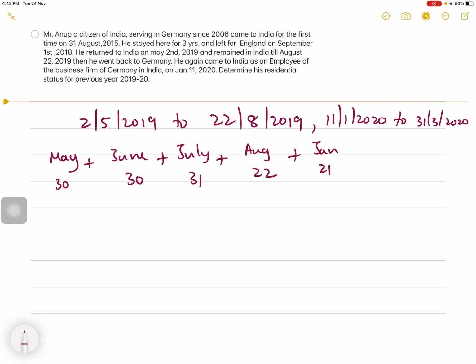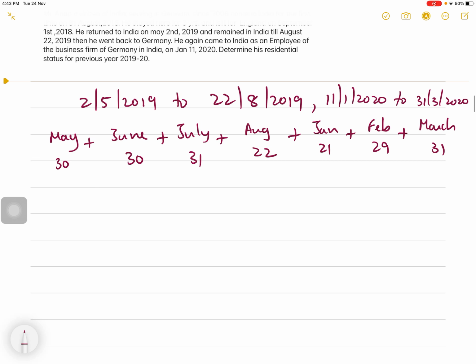The day an assessee comes to India, that day is counted as if he was there in India. So till 10th January he wasn't there, from 11th January to 31st January, which is 21 days. Then February, because it's a leap year, 29 days, and then March 31 days. So 30 plus 30 plus 31 plus 22 plus 21 plus 29 plus 31. Please calculate.